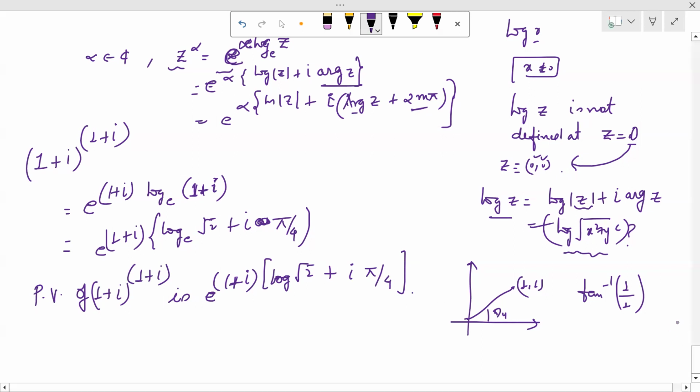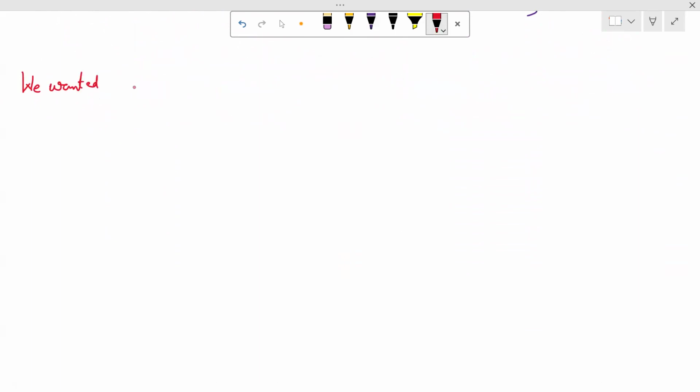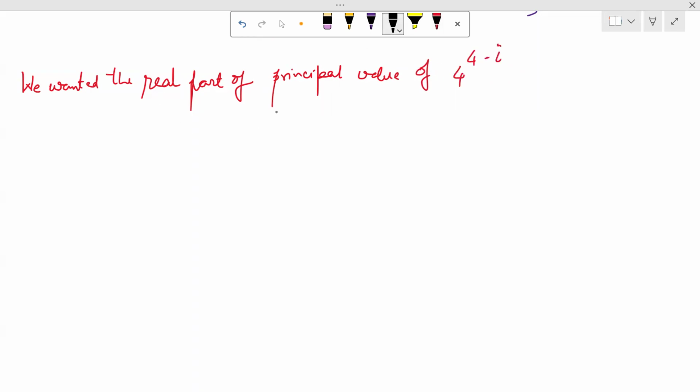Then I also gave you another question. I think it was to find the real part of the principal value of 4 raised to power (4 minus iota). So we wanted to find the real part of the principal value of 4 raised to power (4 minus iota).